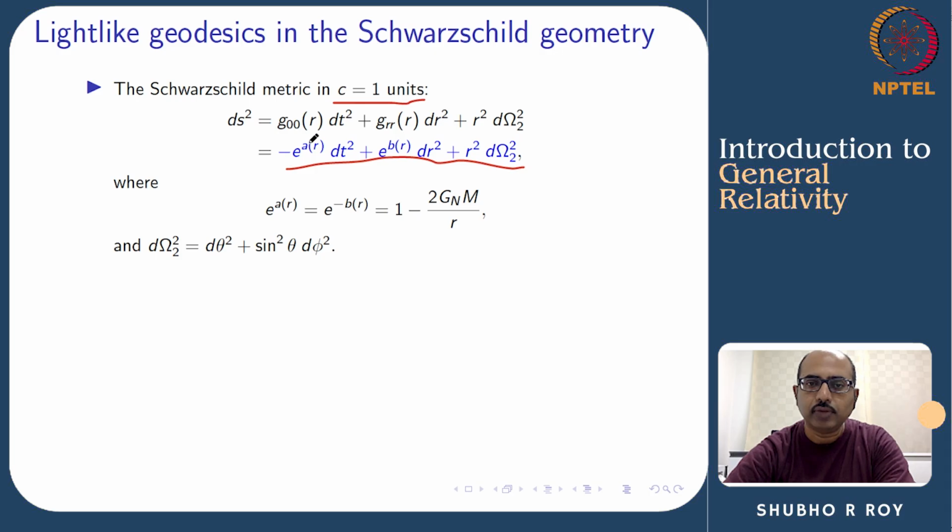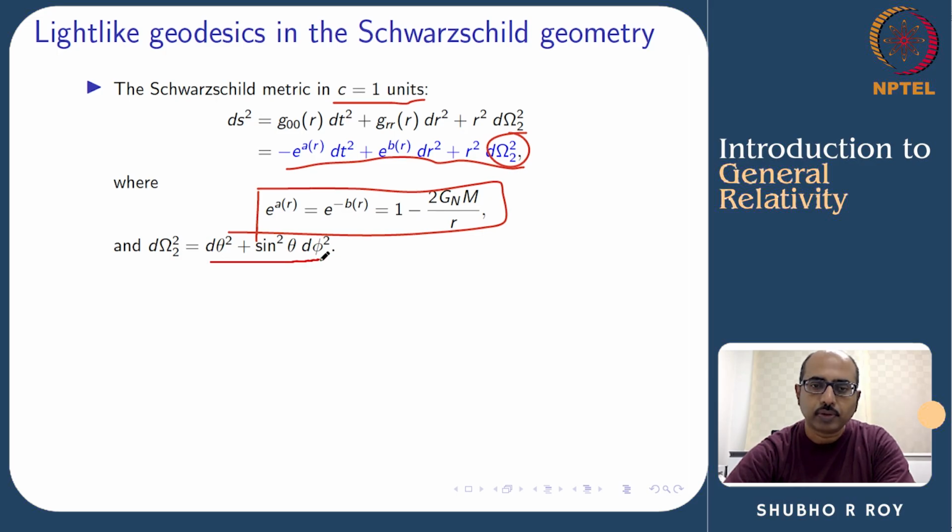As you can see, e to the A(r) and e to the D(r) are given by this formula. So e raised to the little d, e raised to the minus little d is 1 minus 2 times m over r. Okay? And d omega 2 squared is nothing but the metric on the 2-sphere. And as you know, these coordinates are called the Schwarzschild coordinates. So I'm going to use Schwarzschild coordinates throughout.